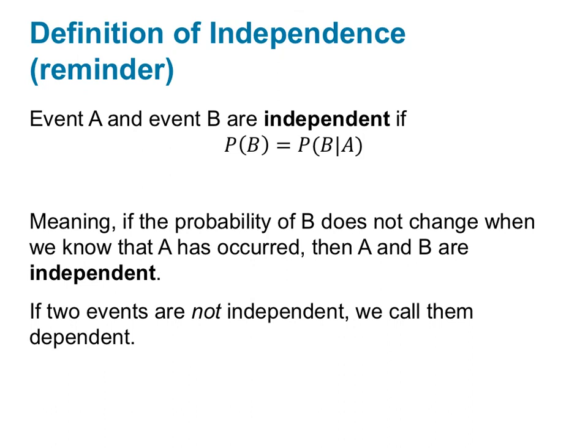So the definition of independence. This is just a reminder. Event A and event B are independent if the probability of B is equal to the probability of B given A. That means that the probability of B does not change when we know that A has occurred. Then A and B are independent. If two events are not independent, we call them dependent.